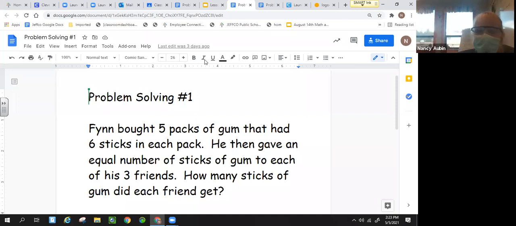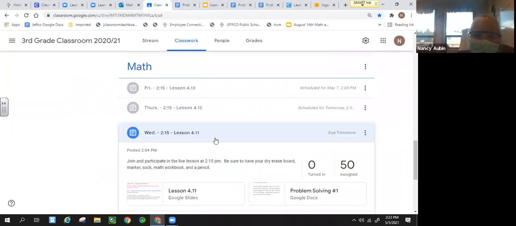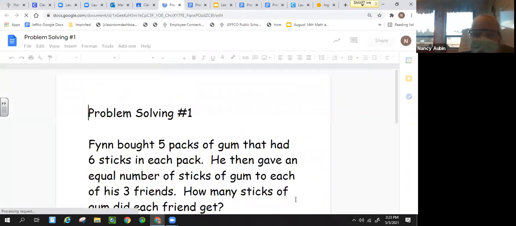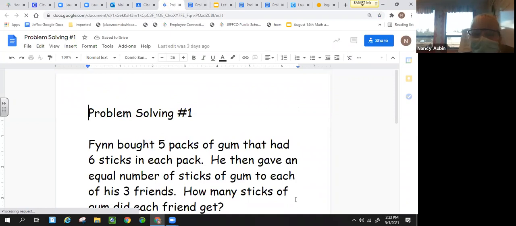So if you just got here, we are doing problem solving number one. It is in classwork for my second graders. Under today's assignment, it says problem solving one. It's a Google Doc. You need to click on that. And then you need to make sure when you click on that, you type your answer. If you want to do your work on paper and then put it in, you can do that as well.